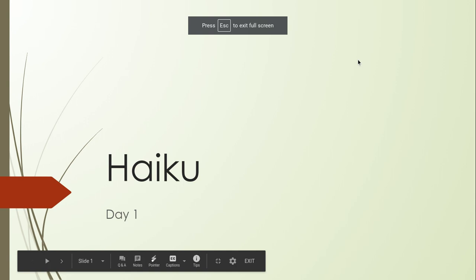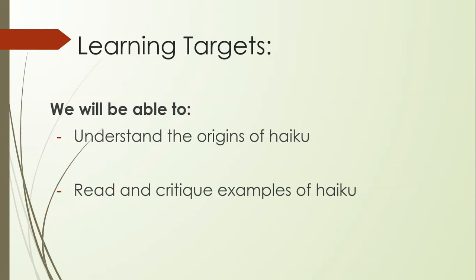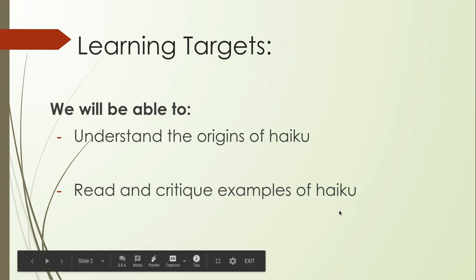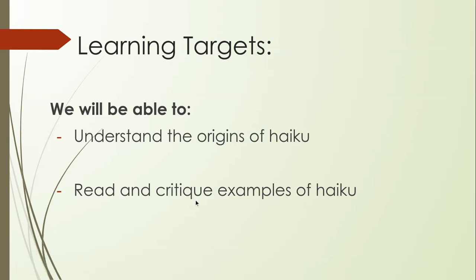Today we are going to be learning about haiku. Now that we're done with our Japan unit, we get to have some fun with haiku. So our learning targets for today are that we will be able to understand the origins of haiku, why people write haiku, and where they come from, and to read and critique examples of haiku. So for today, we're just going to be reading several examples of haiku and thinking about them and doing a little bit of writing about those haiku.